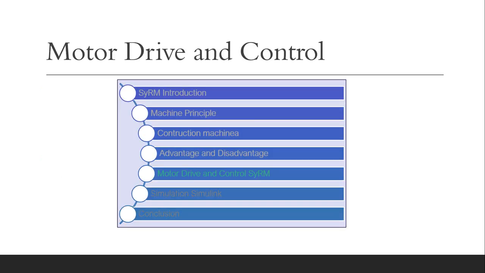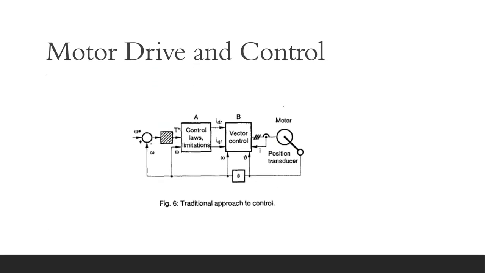Okay, so finally we are going to discuss the motor drive and control. As you know, this figure 6 shows the traditional approach to controlling a three-phase AC machine. We have two blocks here. Block A provides the reference current to block B, which is the vector control.